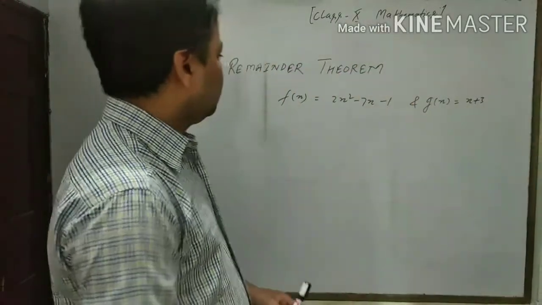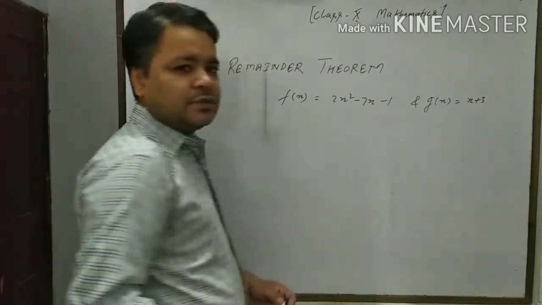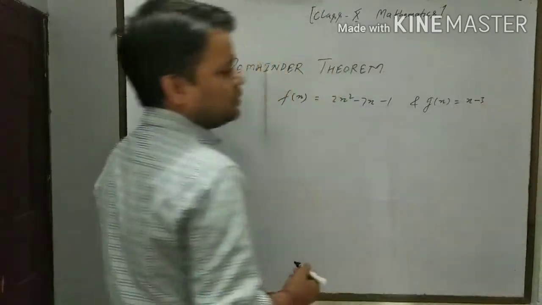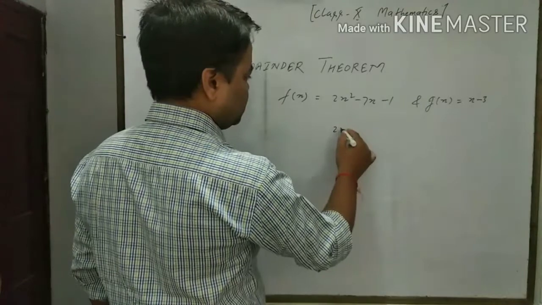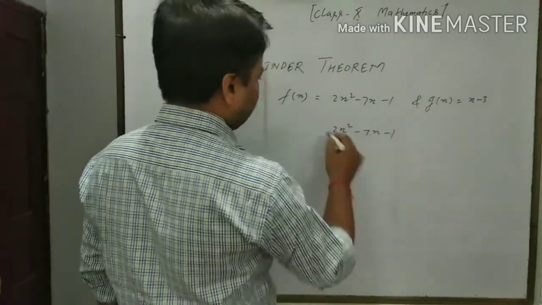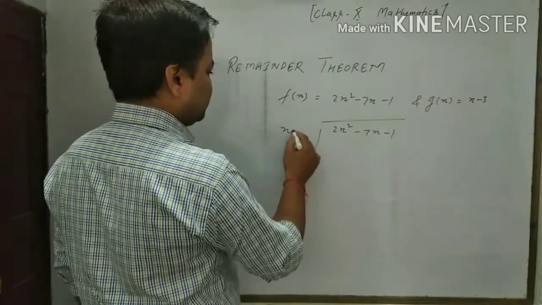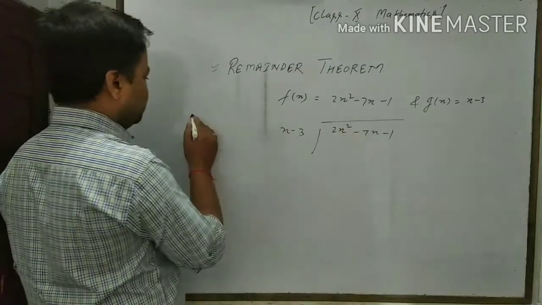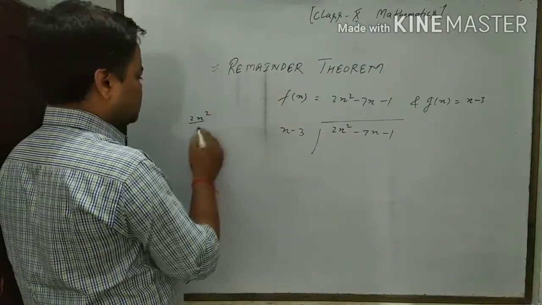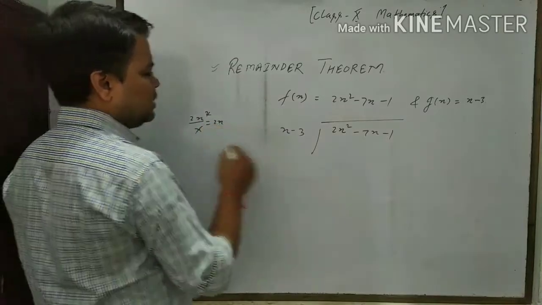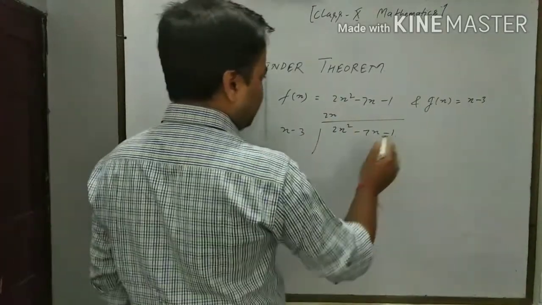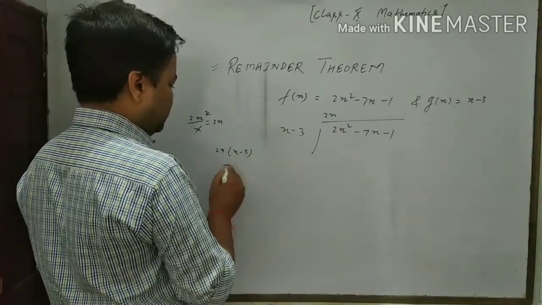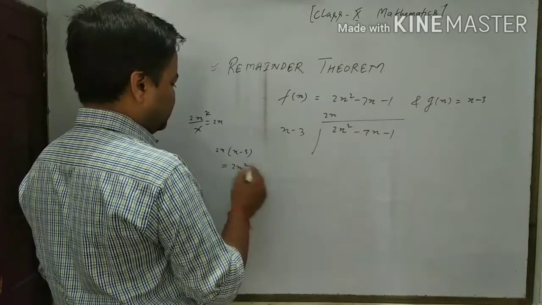According to that example, if a polynomial f(x) is divided by g(x), then what happens? Here f(x) is divided by x minus 3. Then 2x square minus 7x minus 1 is divided by x minus 3. What is the process of division? Take the first term, 2x square, and the first term of the divisor, x. So x cancels, the value will be 2x. So put 2x here and multiply 2x by x minus 3, which gives 2x square minus 6x.